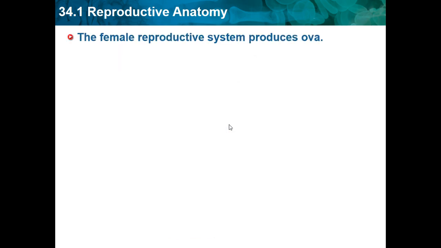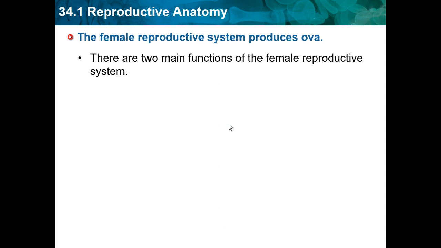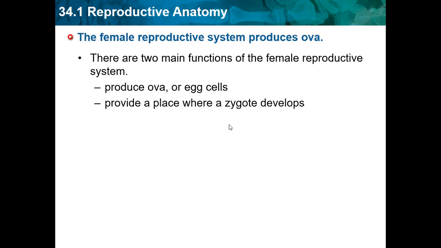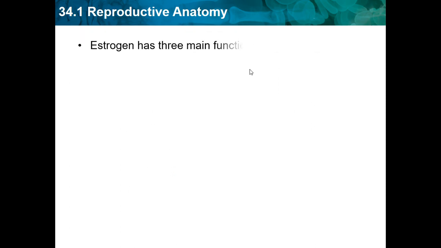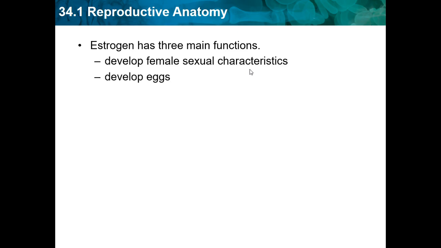The female reproductive system produces ova. There are two main functions of the female reproductive system: to produce ova, or egg cells, and to provide a place where the zygote develops. So here is the anatomy of the female parts, and if your teacher requires you to learn it, you should study this right here. And then estrogen has three main functions: it develops female sexual characteristics, and develops eggs. It prepares the uterus for pregnancy.